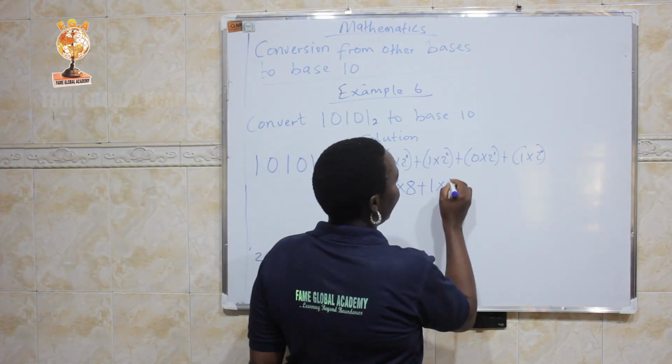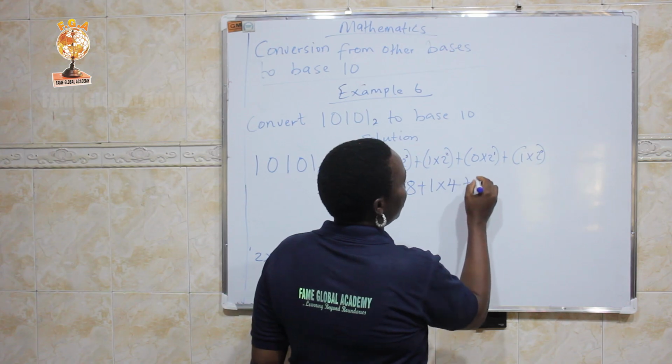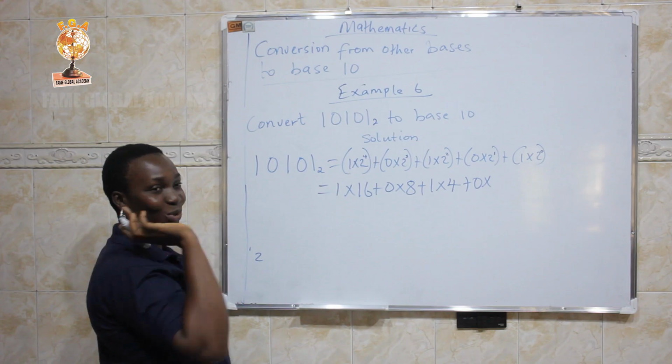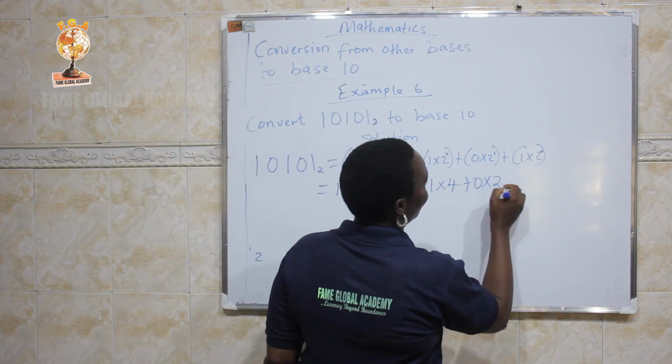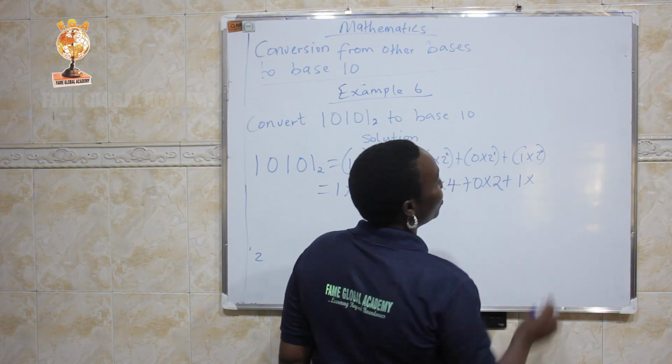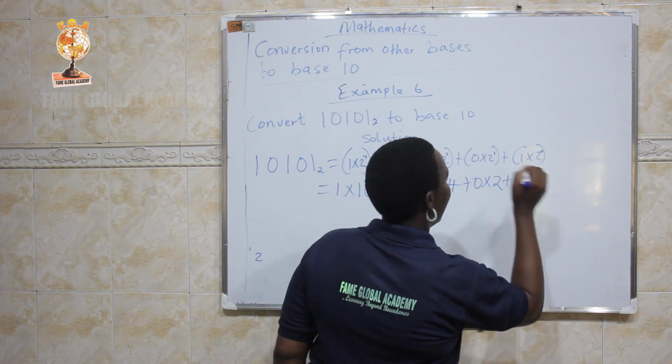So this will be 1 times 4 plus 0 times 2 raised to the power of 1. We are carrying another 2 again. That is just 1, 2, and that will give us 2. Plus the last one, which is 1 times 2 raised to the power of 0. The answer is 1.